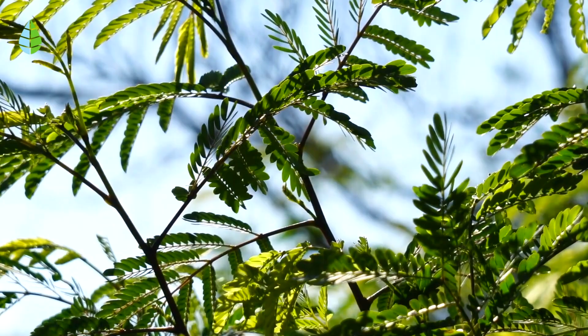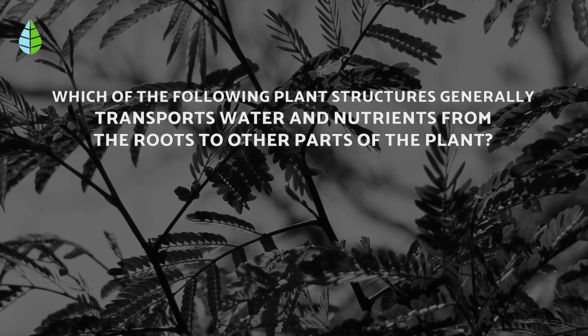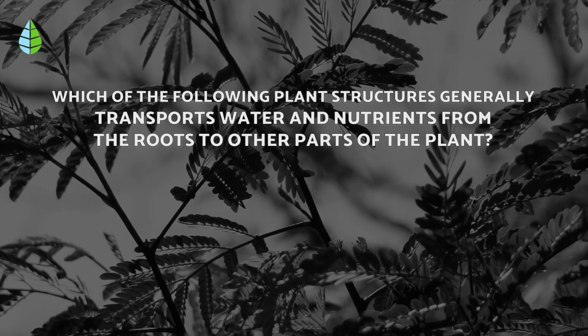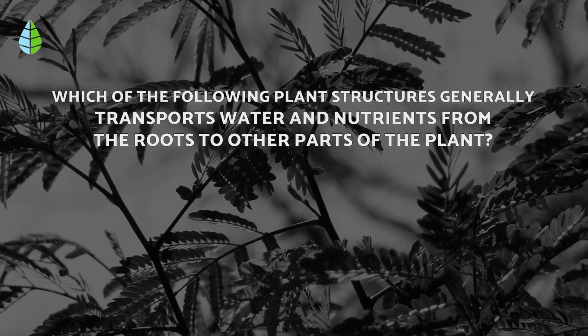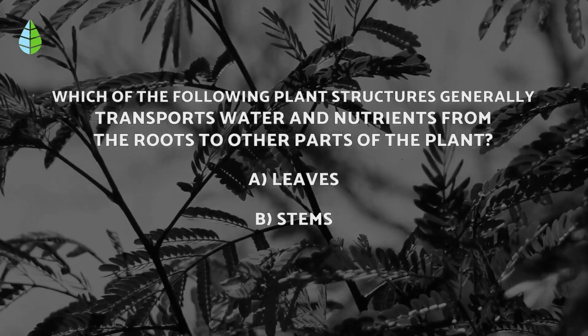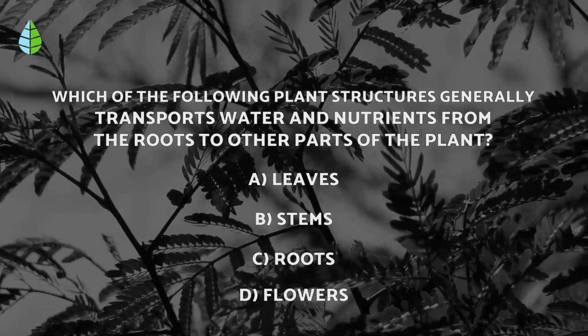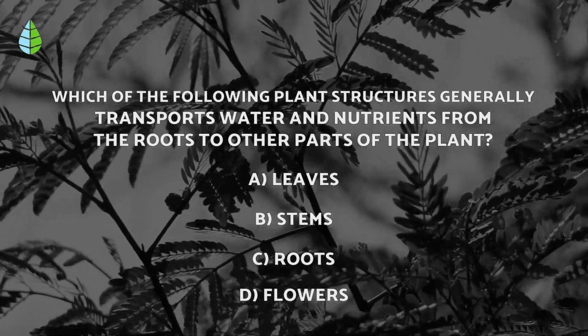But before we continue, let's put you to the test. Which of the following plant structures generally transports water and nutrients from the roots to the other parts of the plant? Leaves, stems, roots, flowers. Think about it carefully because at the end of the video you can check if you were right.